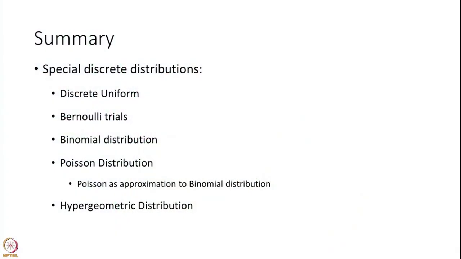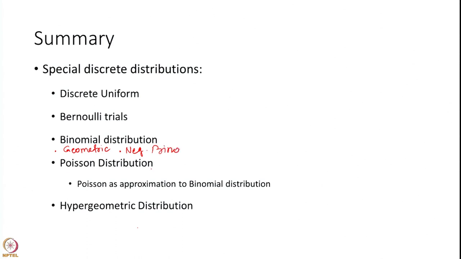So, let us summarize quickly. We introduced special discrete distributions in today's lecture. We introduced discrete uniform distribution, which is a very basic kind of distribution. Then we introduced Bernoulli trials. I have missed out a few things, I will note them down here. We introduced Bernoulli trials and then three distributions arising out of Bernoulli trials: binomial distribution, geometric distribution and negative binomial distribution.